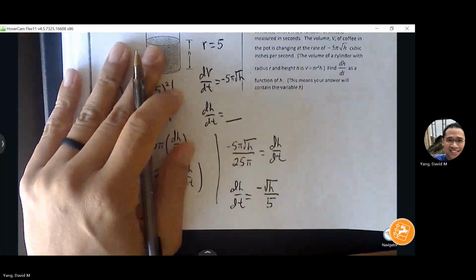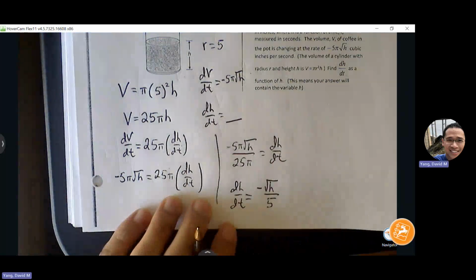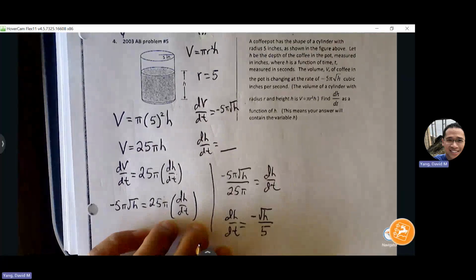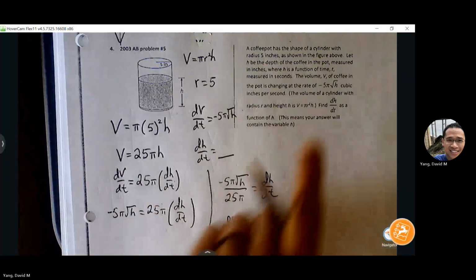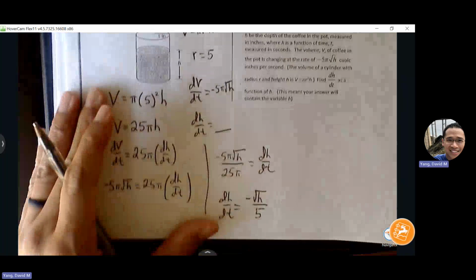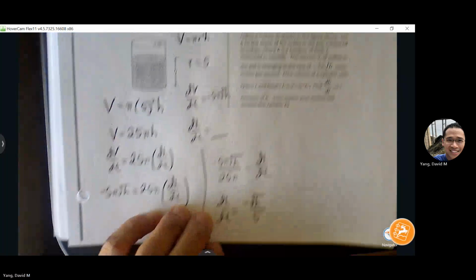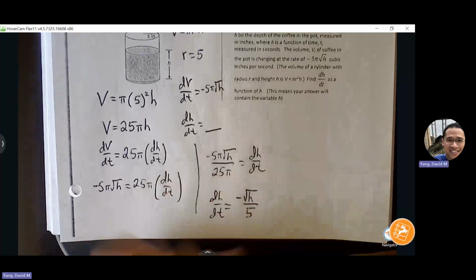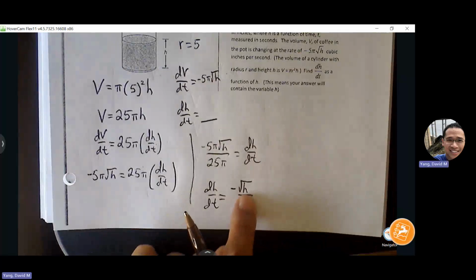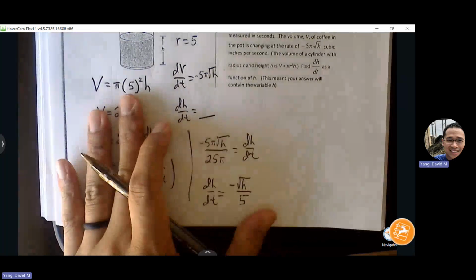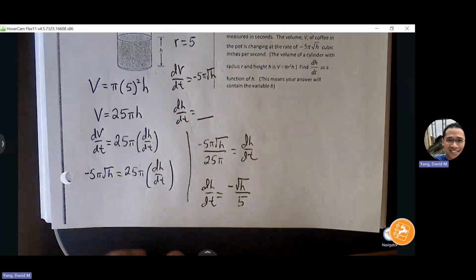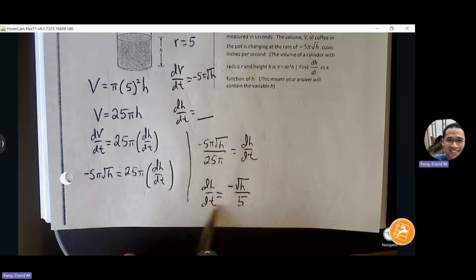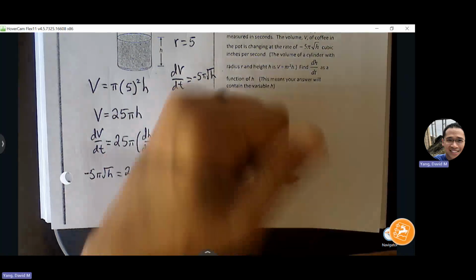Is it? Wait, oh no. Yeah, the dv dt is just -5. Yeah, okay. Okay, so we have our answer. They did not tell us what h is, so we have to leave our answer in terms of h. What's our unit of measure? Height over time. What's the height? Inches, yeah, inches and seconds.